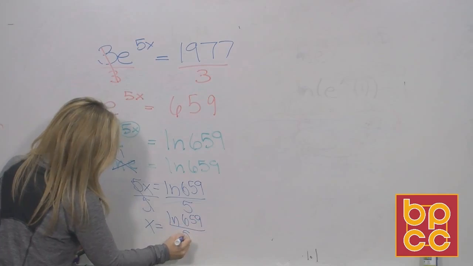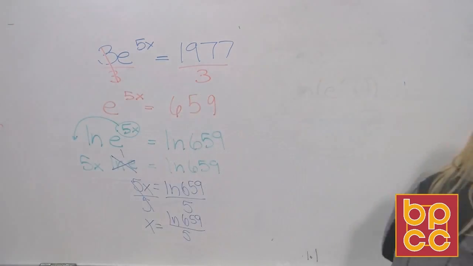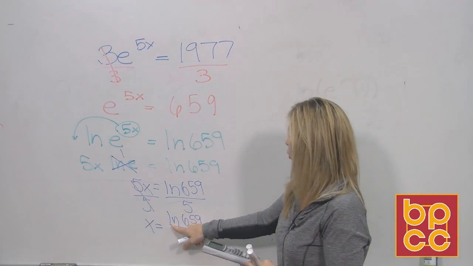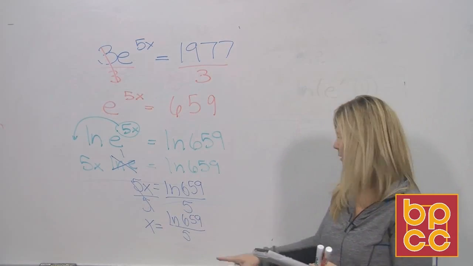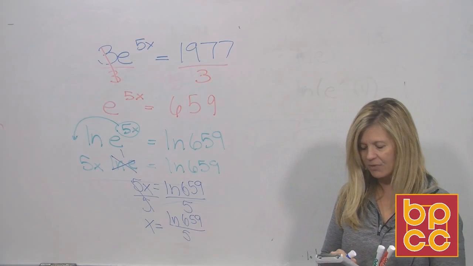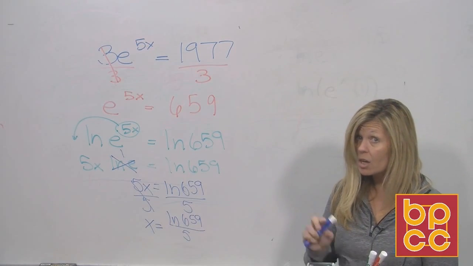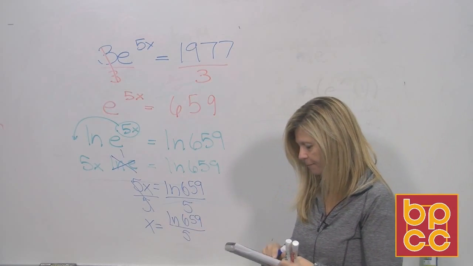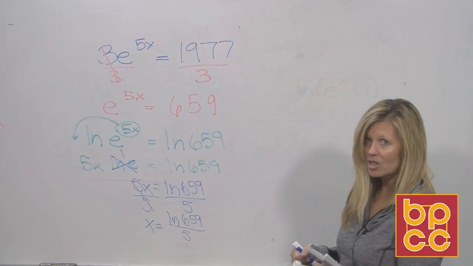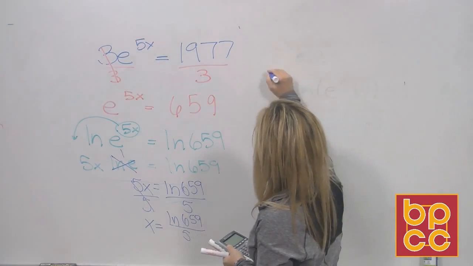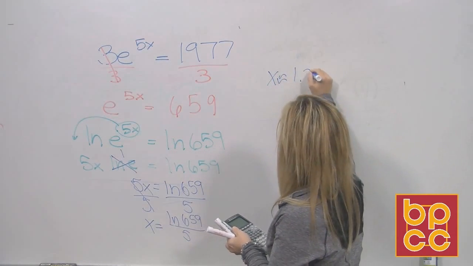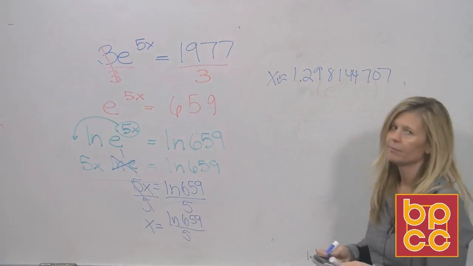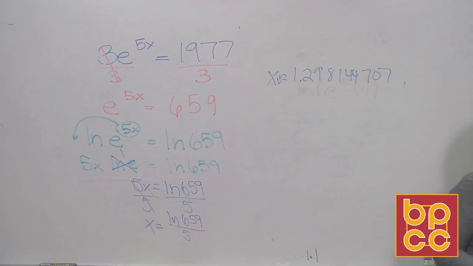So now we'll get out that handy-dandy calculator. Okay? And we type what we said. We're going to always type the numerator first. So we hit ln. We type the number that goes with natural log, 659. We close the parentheses, telling the calculator 659 is with natural log, and then we hit divide by 5. We get a lovely irrational number, a decimal. We get x is approximately 1.298144707. And then we'll round according to what they say.